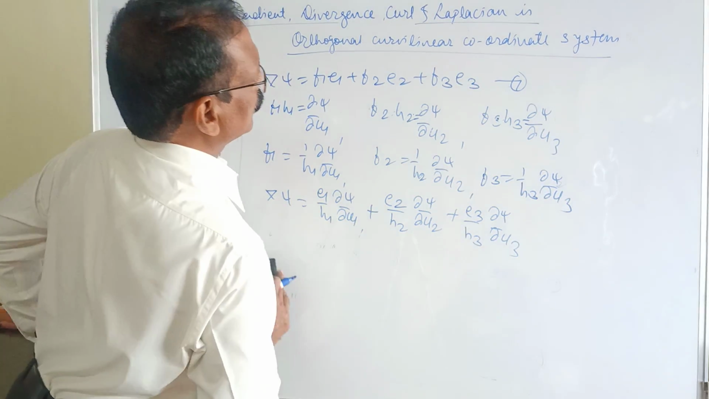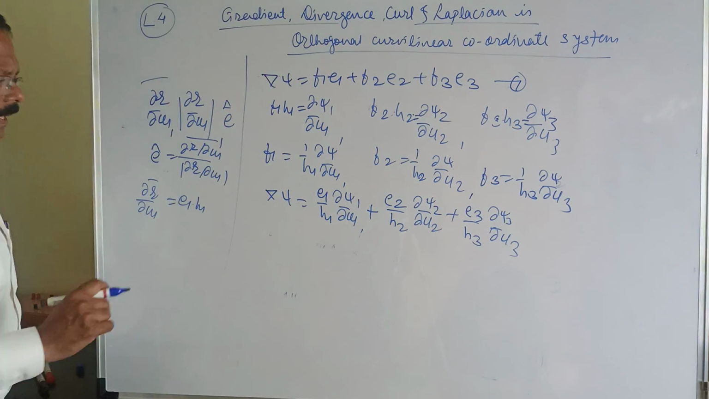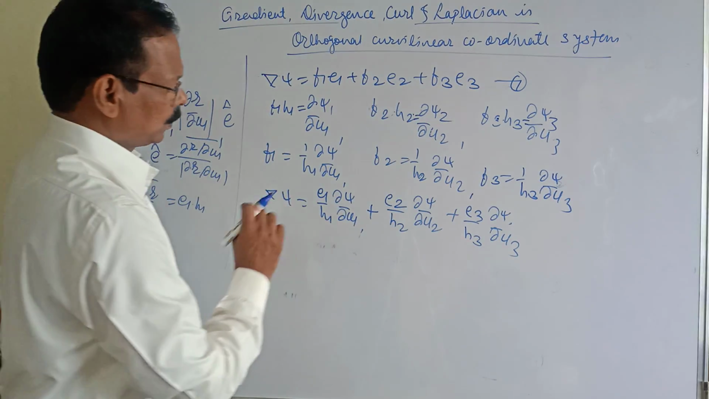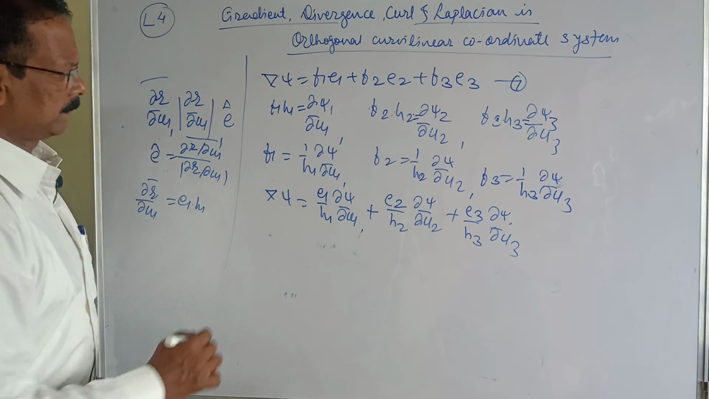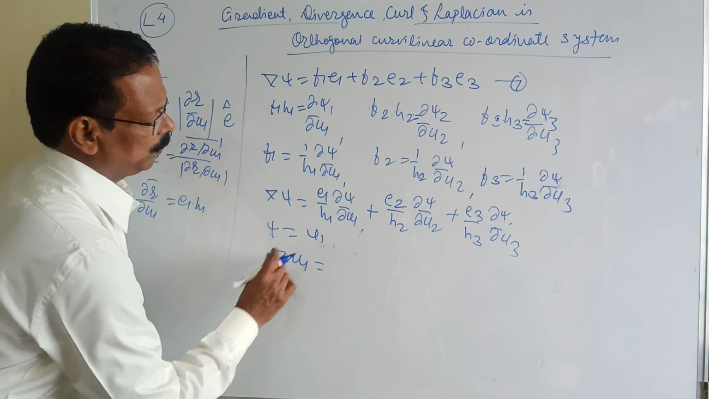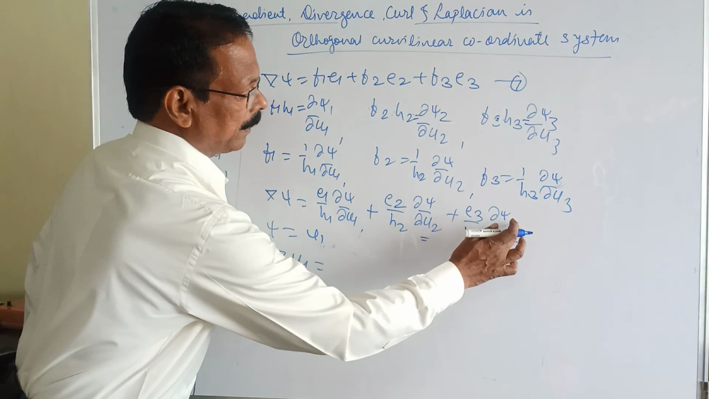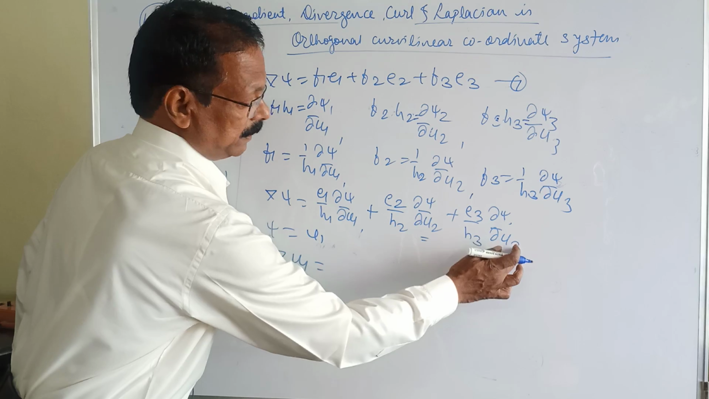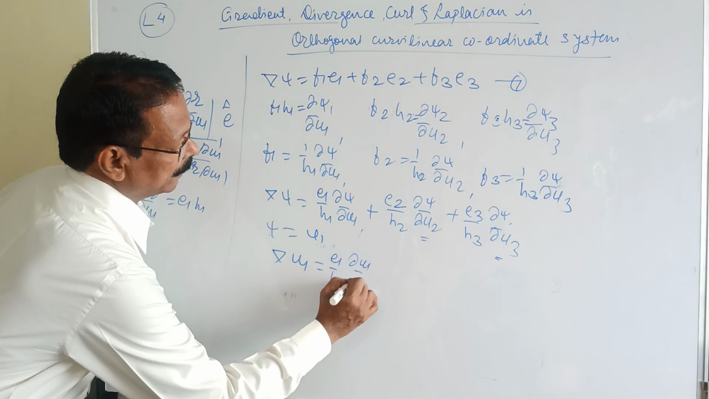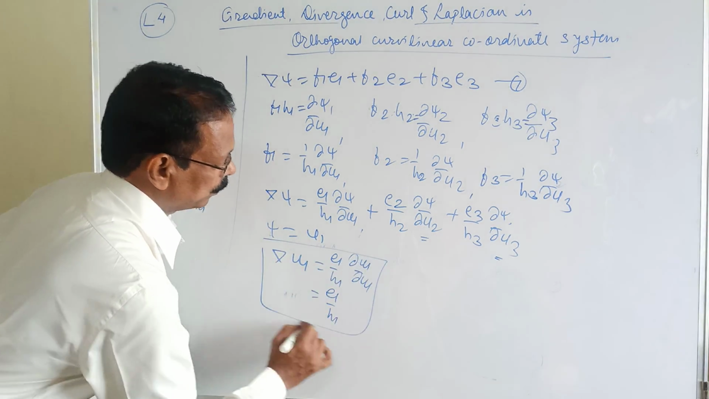Now this is 1, 2 and 3 here. If ψ is equal to u1, then what happens? ∇u1 equals ∂u1/∂u1 term, while ∂u1/∂u2 becomes 0, and the derivative of u1 with respect to u3 is also 0. So we get ∇u1 equal to e1 upon h1 times ∂u1/∂u1, which cancels. So ∇u1 is equal to e1 upon h1.